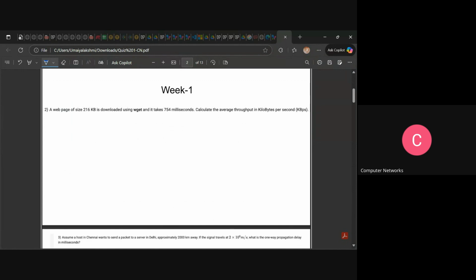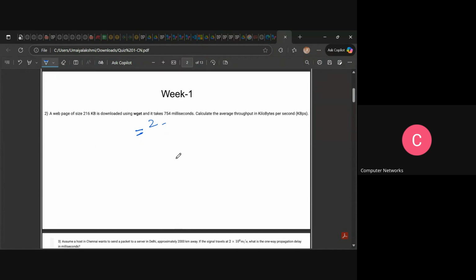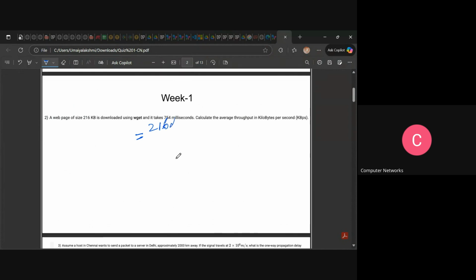Okay, so here I have to take the data used, which is 216 KB, divided by 754 milliseconds. They have asked per second, so KB is fine, but I have to convert the milliseconds to 0.754 seconds. So 216 kilobytes divided by 0.754 seconds. I'll just use the calculator. So 216 divided by 0.754, and I have got the answer as 286.47.